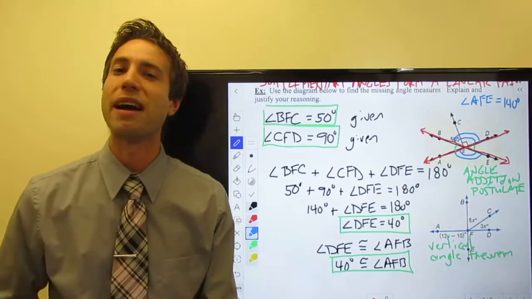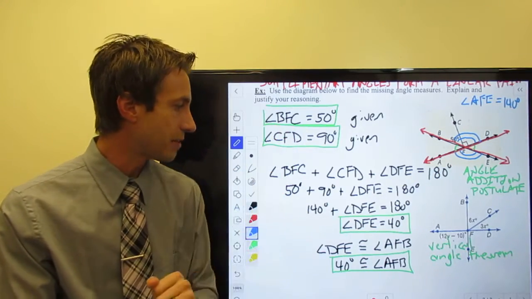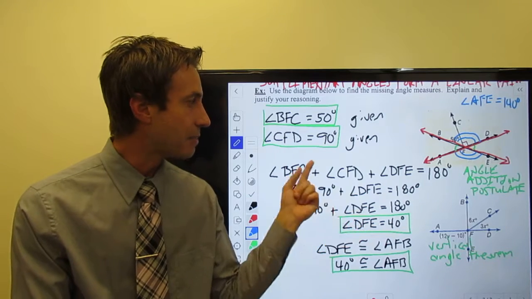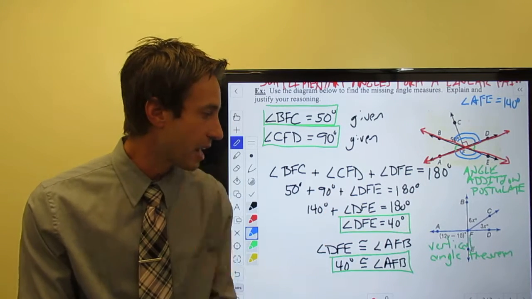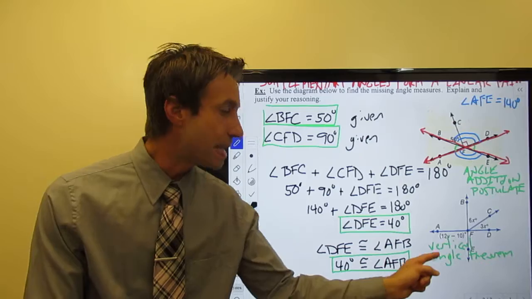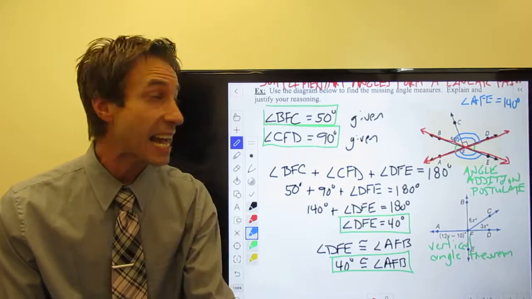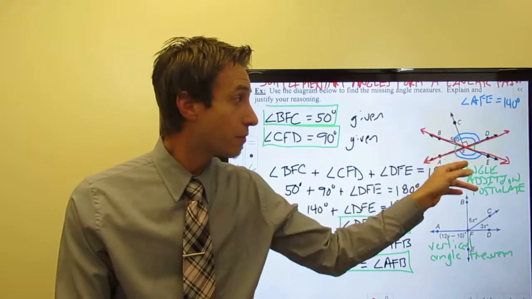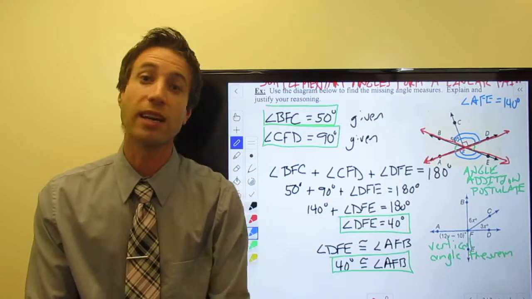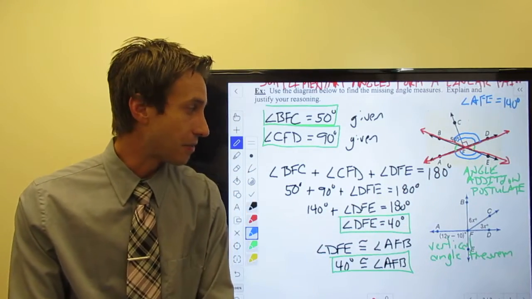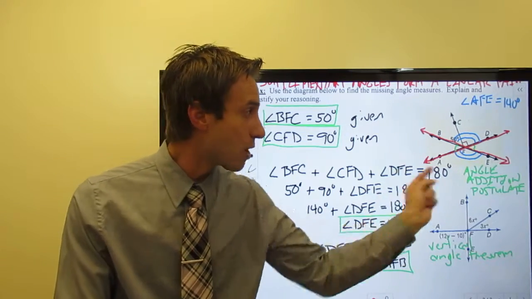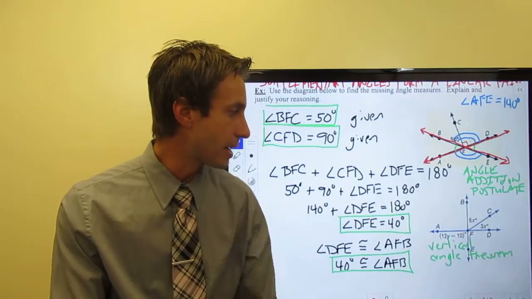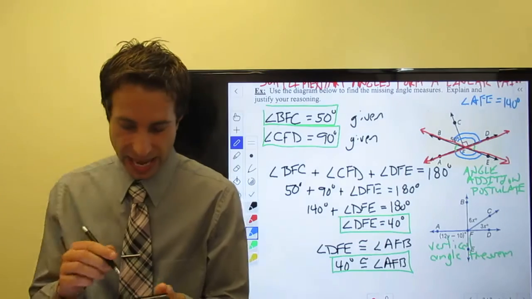So now I've gone through, I've found all of them. These two were given to me. We found DFE by doing the angle addition postulate. I found angle AFB thanks to vertical angles, and I found angle AFE also thanks to vertical angles, but you also could have done the linear pair theorem. All right, let me go ahead and erase what I've got here. Hopefully you got all that written down, and we'll do our next example problem.